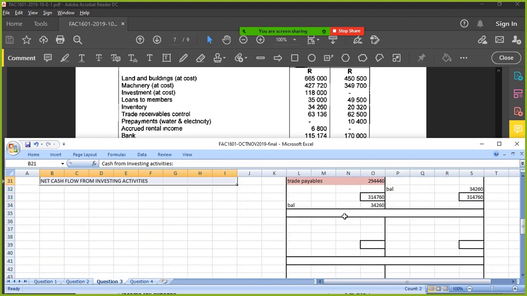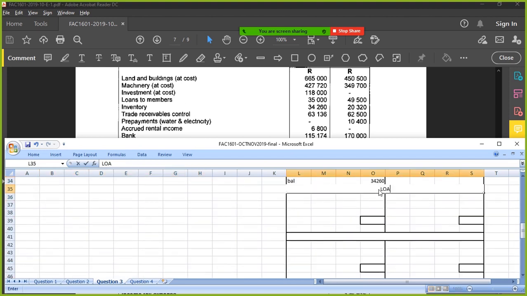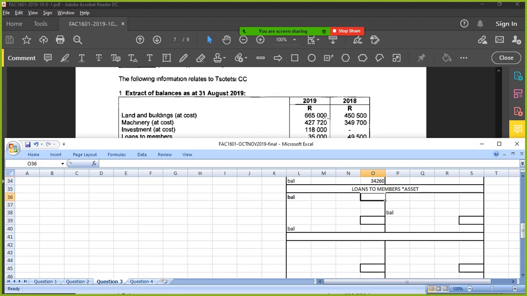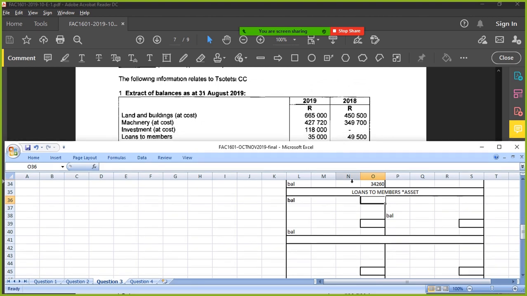We actually do need to draw it up. So loans to members. Assets. The balance. What is your loans to members amount? 49,500, 35.